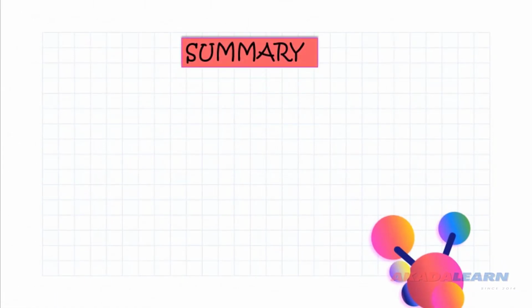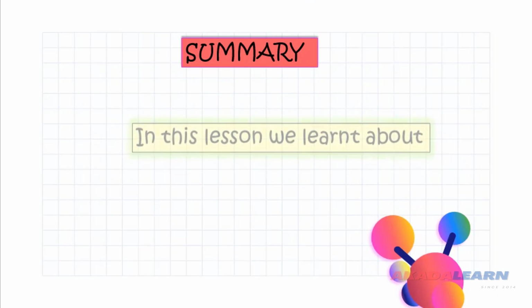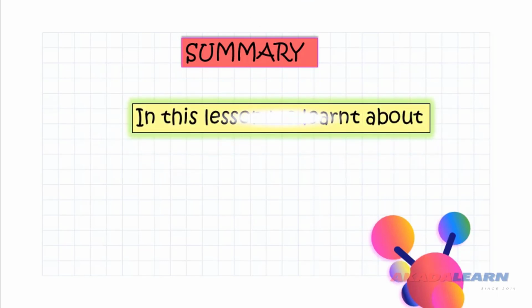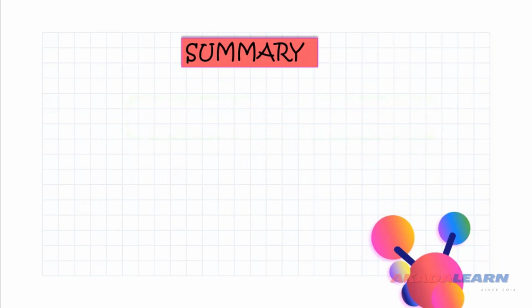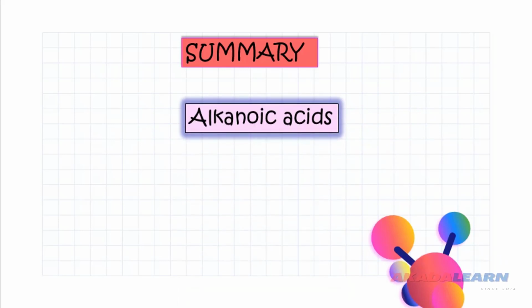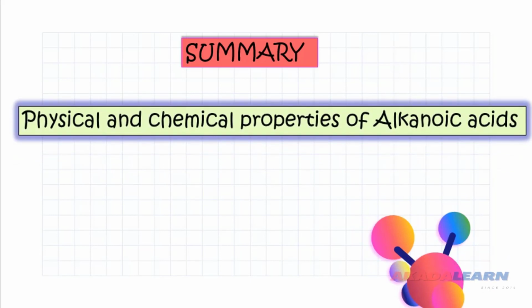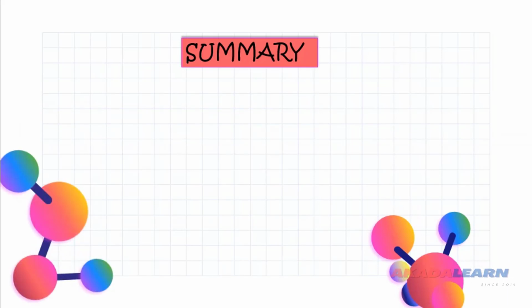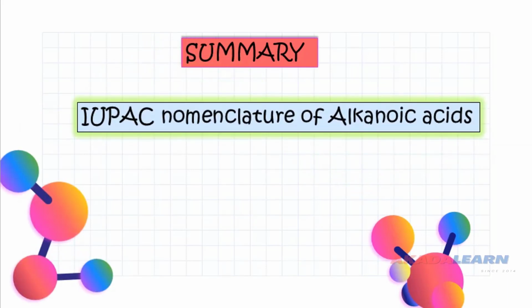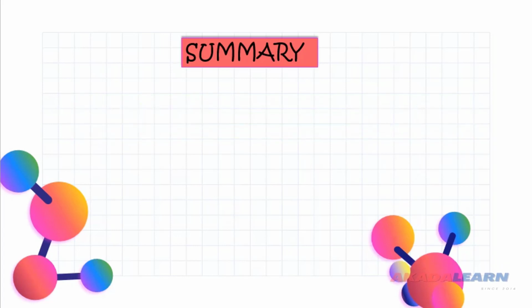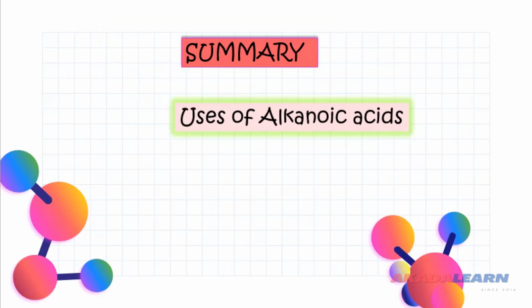Time now to take a quick summary of everything we have learned. In this lesson, we learned about alkanoic acids, the physical and chemical properties of alkanoic acids. We equally learned about the IUPAC naming or nomenclature of alkanoic acids. We learned about the uses of alkanoic acids.